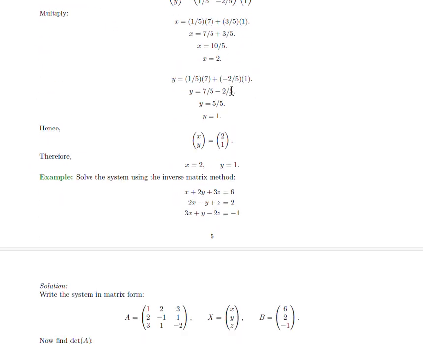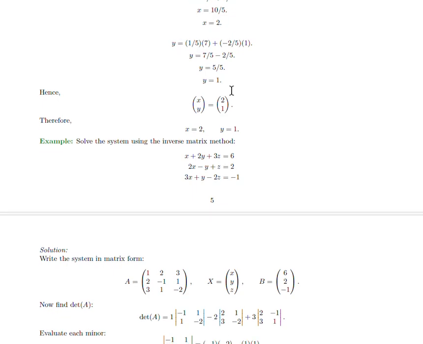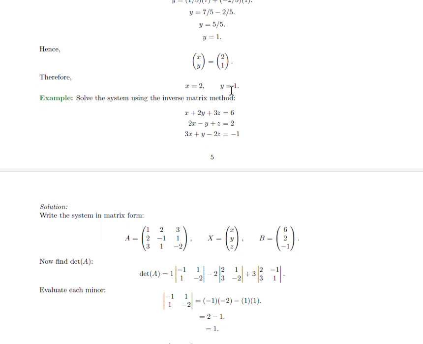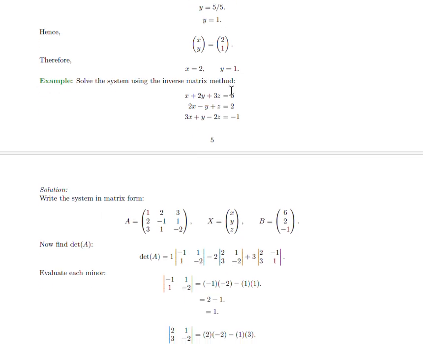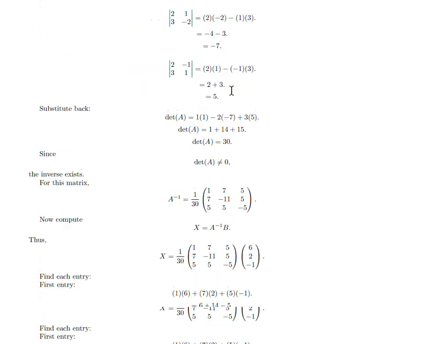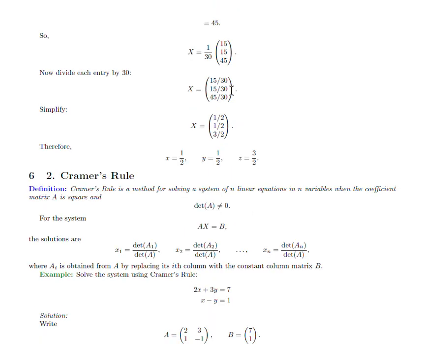We have a 3 by 3 matrix here with inverse method. For the scope of this class, we'll skip that, and to make our video short, we'll go straight to 3 by 3 with Cramer's rule.